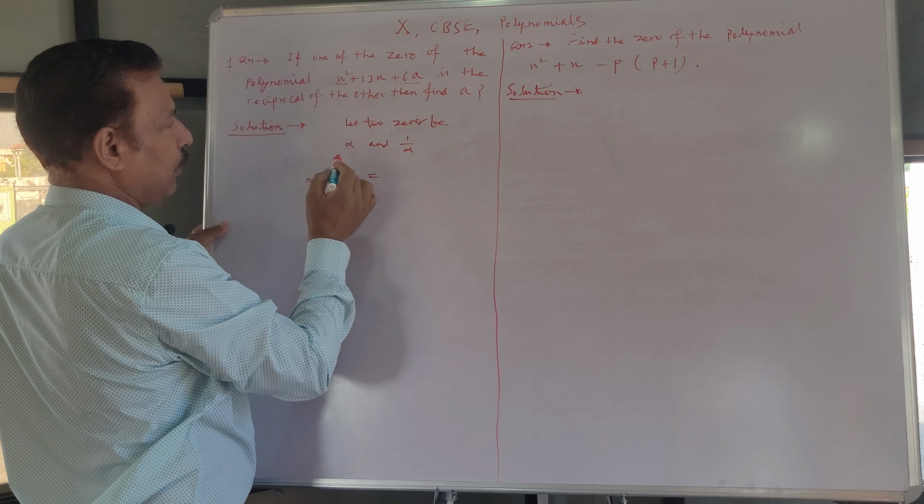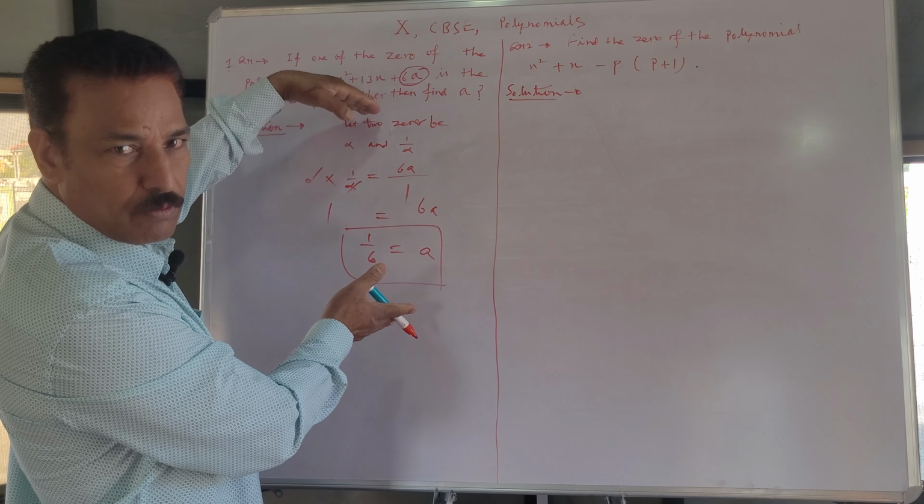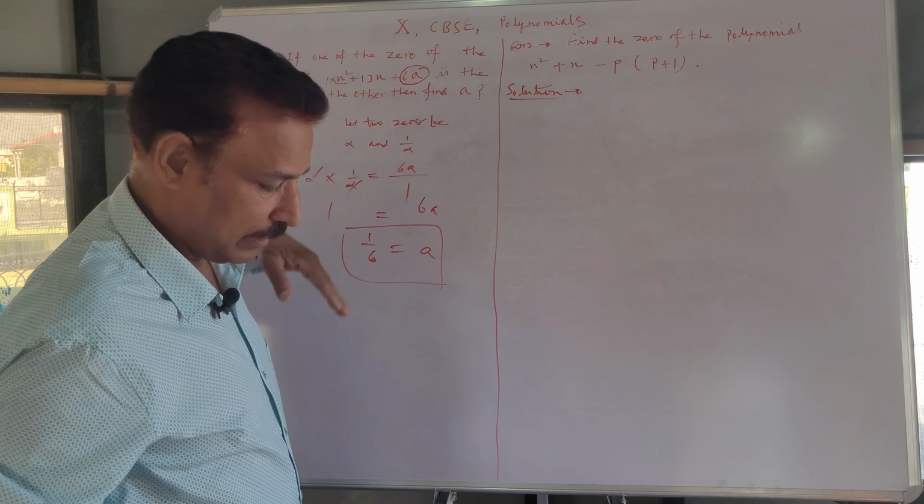What is a? Coefficient of x square. What is the coefficient of x square? 1. Okay. What is c? What is the constant term? That is 6a. So alpha cancelled away by alpha. You got 1 here. This is 6a. So a is equal to 1 upon 6. So this is your answer. Just do these three or four steps and you will get the answer.